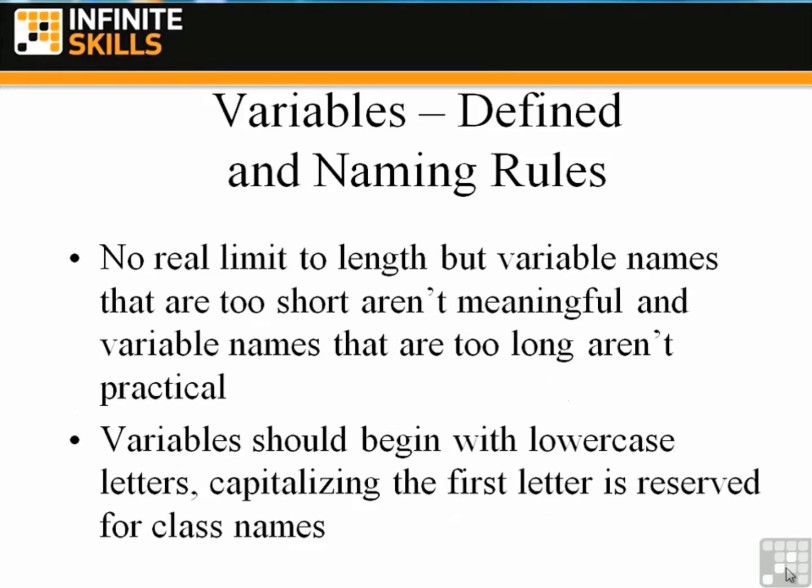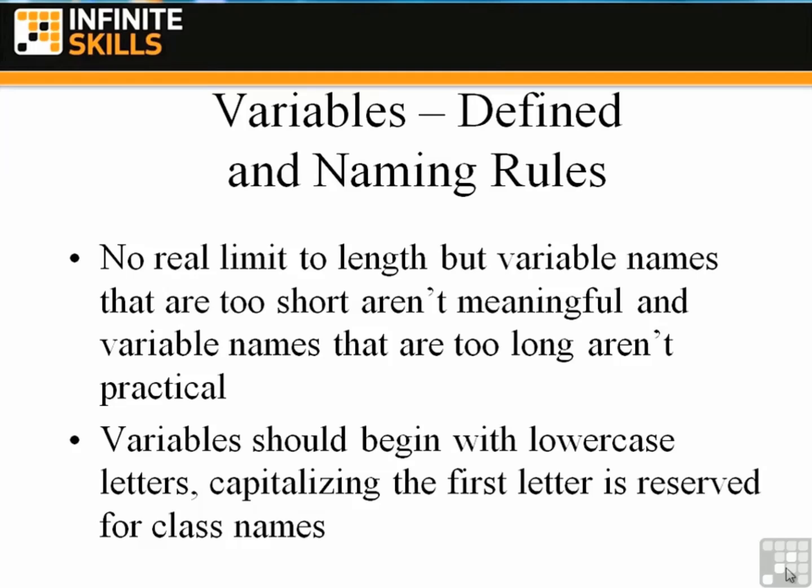There's no real limit to the length of a variable name, but a variable name that's too short isn't very meaningful. For example, if I use A to store my name, that doesn't mean very much. How would I know that A has a name stored in it? Whereas if my variable was called name, then I know that a name is going to be there. And then variable names that are too long aren't practical in that you'll have to type the variable name several times in a program, and if it's more than 10, 15, 20 characters, you're going to get tired of typing it all the time. So you want a reasonably sized variable that has some meaning associated with the data that's stored there.